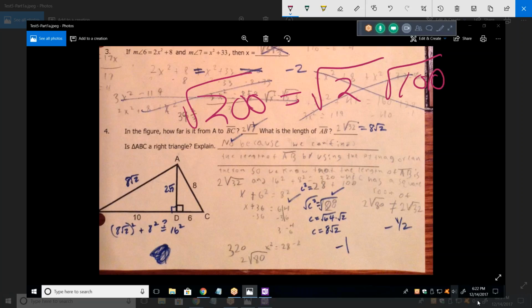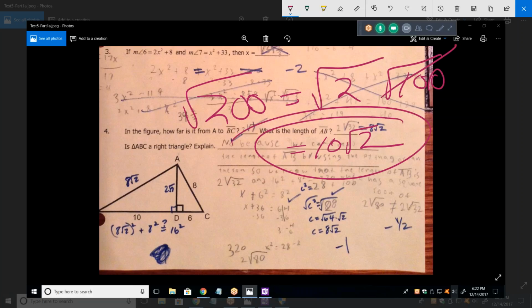Okay. That works because 100 is a perfect square number. It's 10 squared. So I can take that out, put it in front. There's my answer. Now, if I gave you something like this, simplify that.